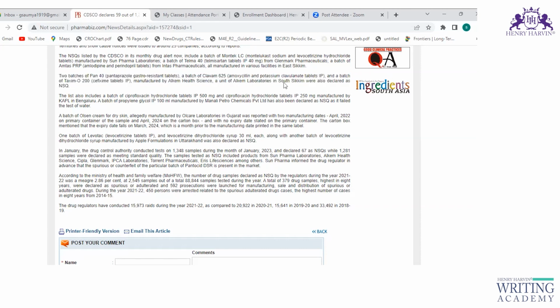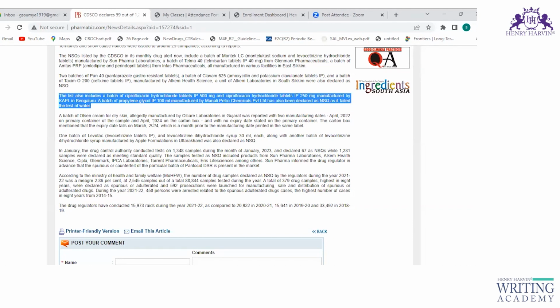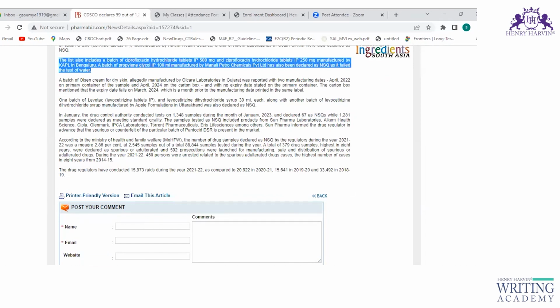Okay, so these are the companies that have facilities in Sikkim, and these were the drugs which were of substandard quality. Then the list also includes a batch of ciprofloxacin hydrochloride tablets IP 500 mg and ciprofloxacin hydrochloride tablets IP 250 mg manufactured by KAPL in Bangalore. A batch of propylene glycol IP 100 ml manufactured by Manali Petrochemicals Limited has also been declared as NSQ as it failed the test of water.